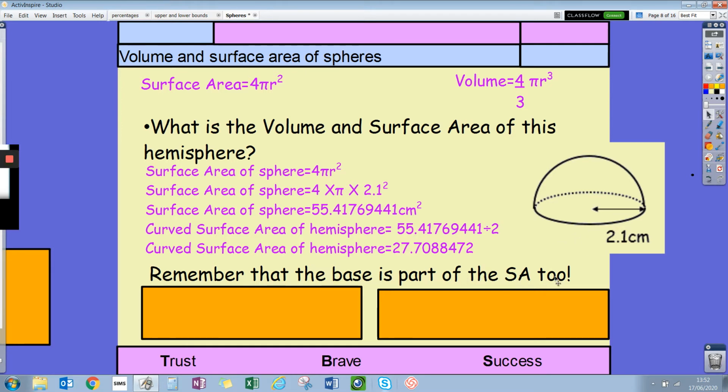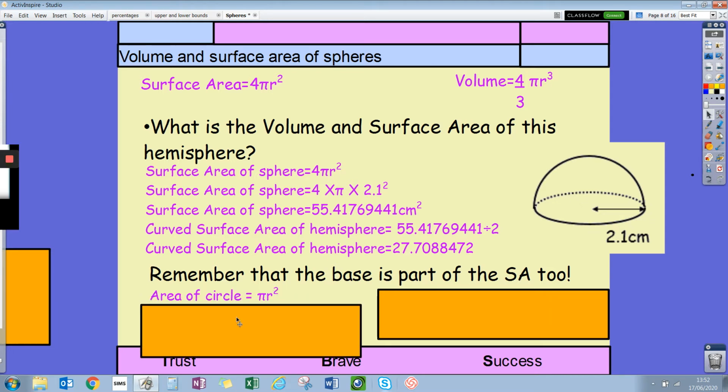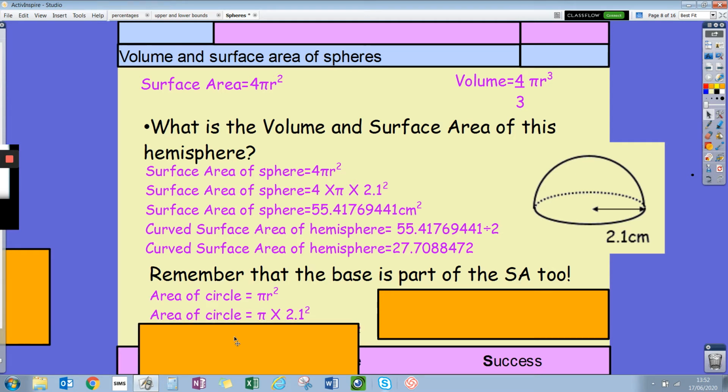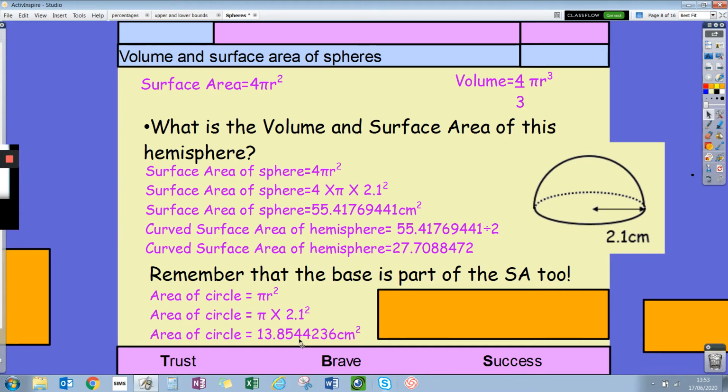It doesn't give us the surface area of the base, and we need that as well to get the total surface area. So the base is a circle. We're going to work out the area of the circle, which is pi r squared. My radius is 2.1, so pi times 2.1 squared. So the area of the circle is 13.85442236 centimetres squared. And then the total surface area is going to be this area of the circle added to the area of the hemisphere.